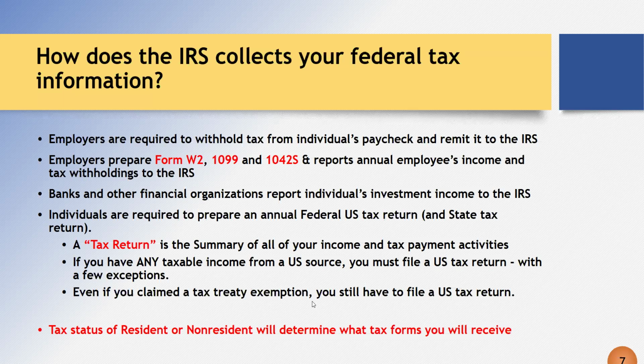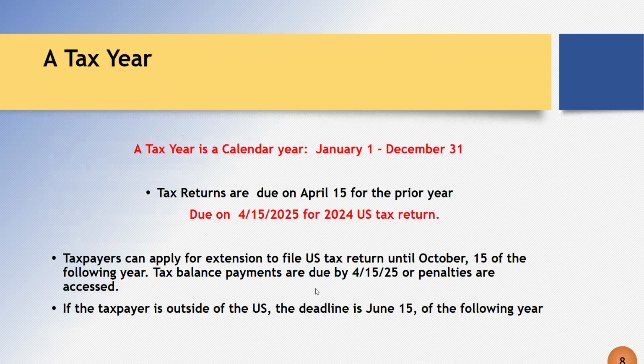Just to emphasize here, some of you had tax treaty exemptions, so you were not required to pay federal taxes. You still have to file a US tax return and show the IRS that you received money and you were allowed to have a tax exemption. And tax status of resident or non-resident will determine what tax form you will receive. Today our focus will be discussing the difference.